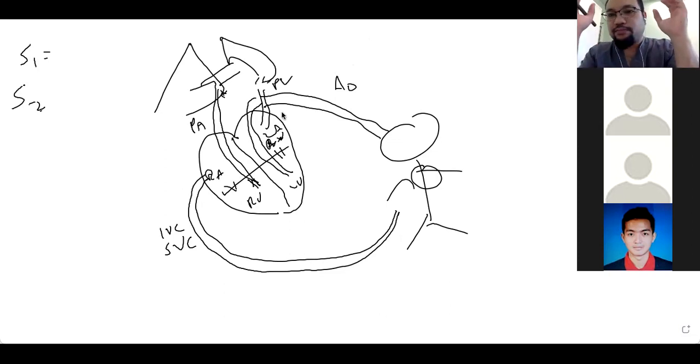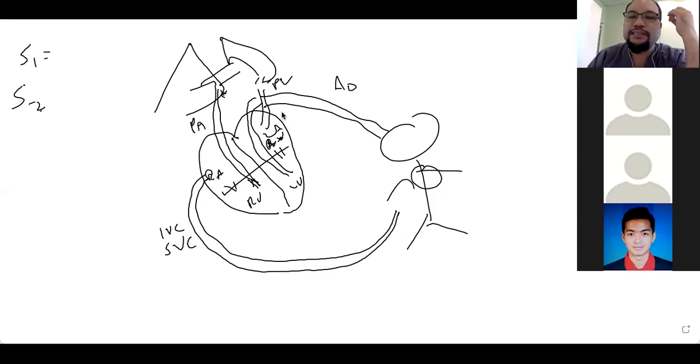What is pulse? Pulse ni apa? Bila kita rasa pulse ni, kenapa kita rasa pulse dekat radial? Kat mana kita rasa pulse? Kita rasa pulse kat radius, kita rasa pulse dekat ulna, tapi mainly dekat radius lah. Kita boleh rasa pulse juga dekat brachial. Kita boleh rasa pulse dekat carotid. Kita boleh rasa pulse dekat femoral.